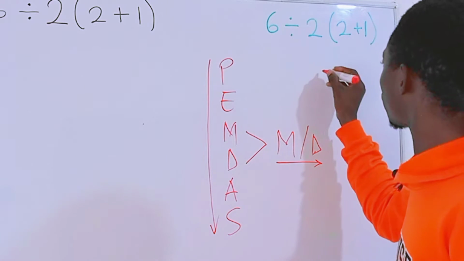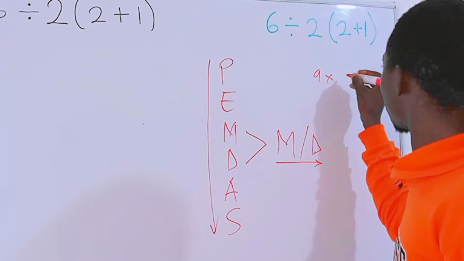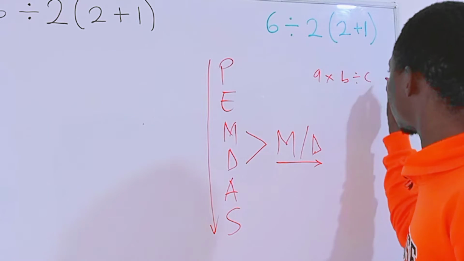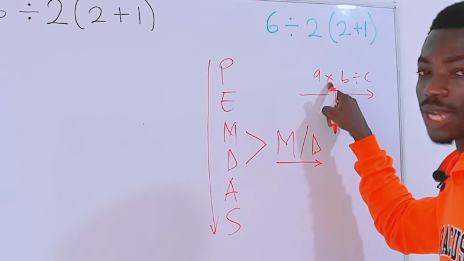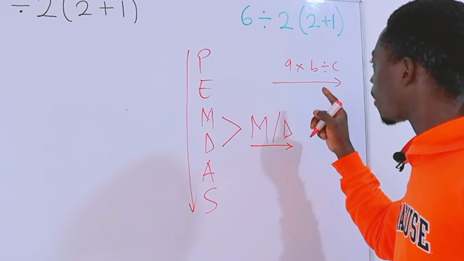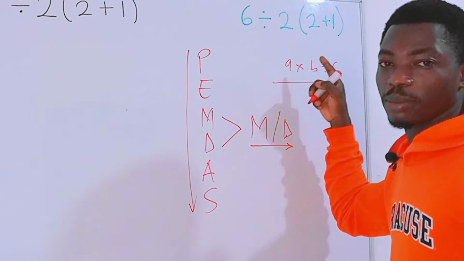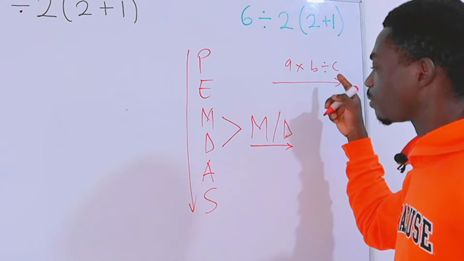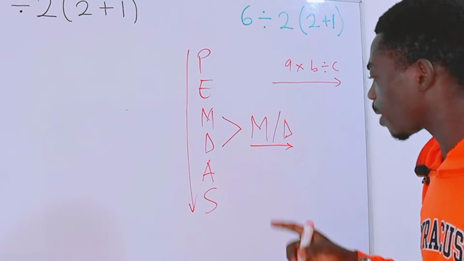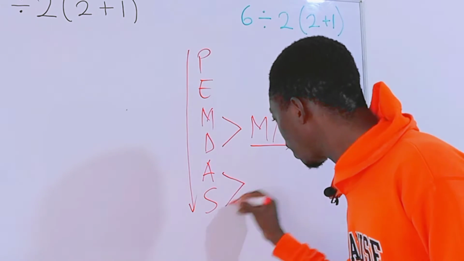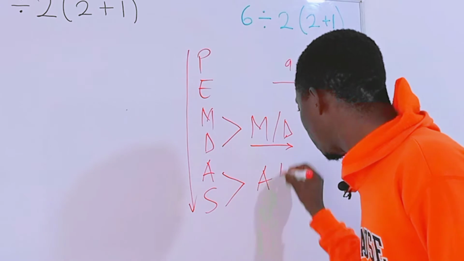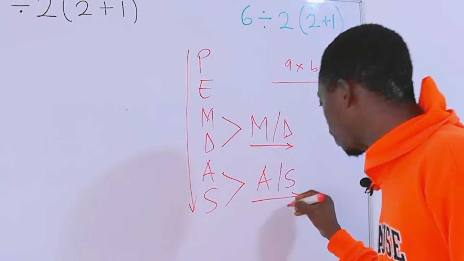So let's say we have A times B divided by C. Moving from left to right, we see that multiplication comes before division. And if that happens, then we need to operate the multiplication first before the division. In the same way, if you have a problem that has addition and subtraction all appearing in the same problem, the priority is given to the one that comes first, moving from left to right.